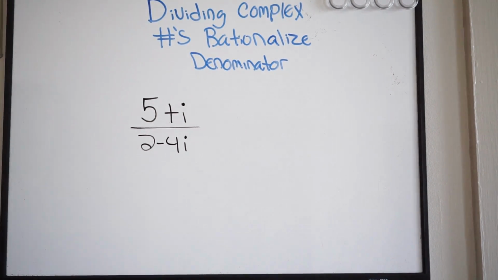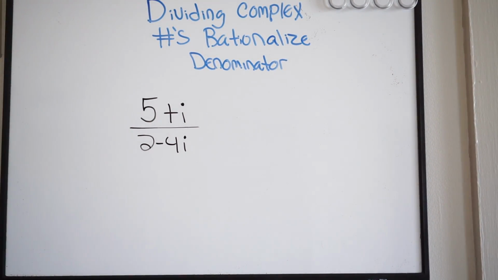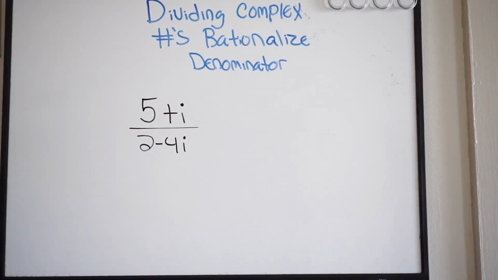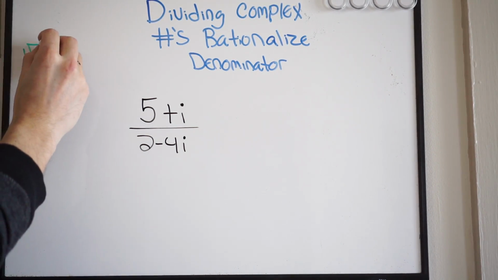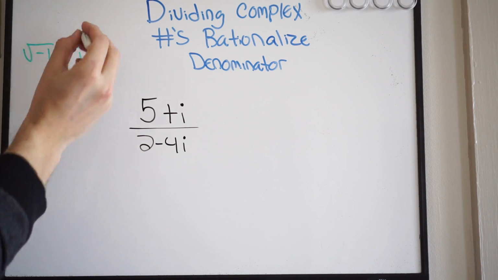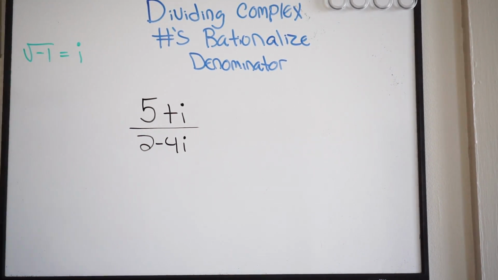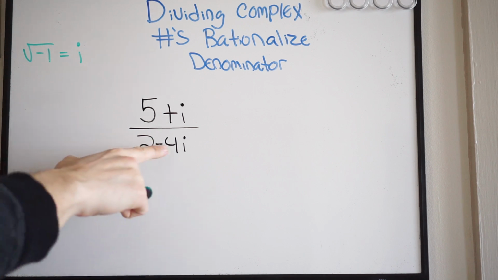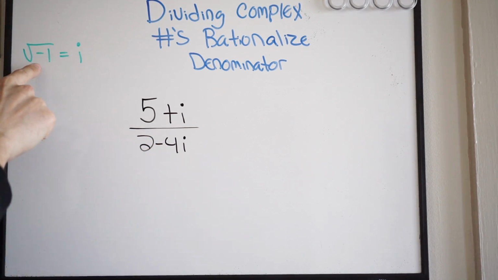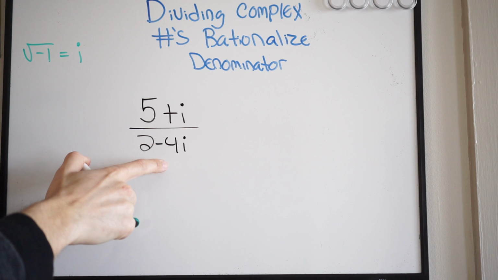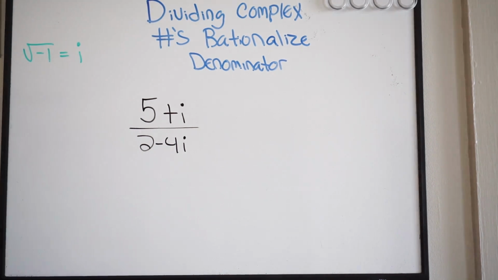Alright guys, today we're going to be talking about dividing complex numbers, more specifically rationalizing the denominator. Now, as you notice in the denominator here, we have an imaginary number. And recall that the square root of -1 equals i. Now mathematically, we should not have square roots in the denominator. And again, the square root of -1 is i. So mathematically, we should not leave those imaginary numbers on the bottom. We have to do something called rationalizing the denominator.